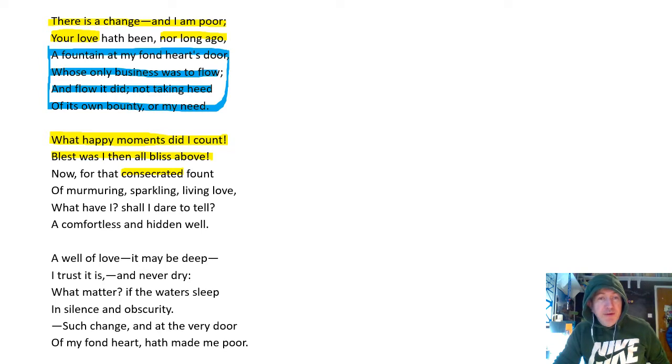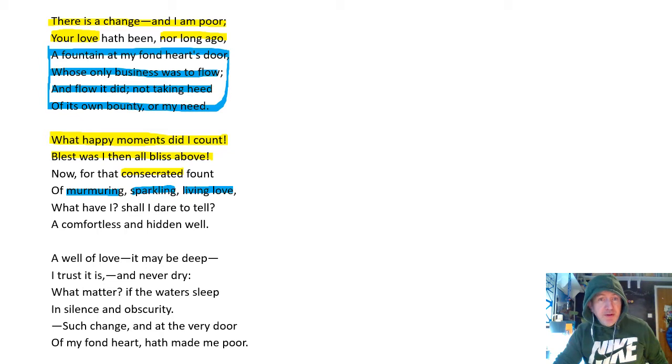He describes the water again, but he now describes it as murmuring, so that's kind of like that trickling sound that you get on a stream, sparkling with the sunlight reflecting off it, and living love. Alliteration there, just to emphasize that the water actually is a metaphor for the love between the narrator and this other person. The mood then switches.